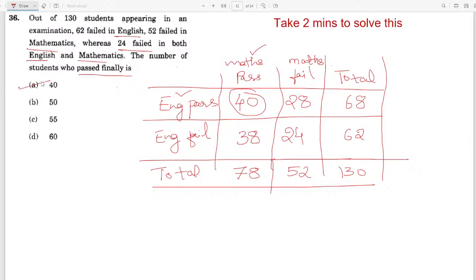I hope this is clear. If there is any doubt, you can please ask. In this way, you don't have to worry about the variables, A, B, C, D, other things. Is it clear?